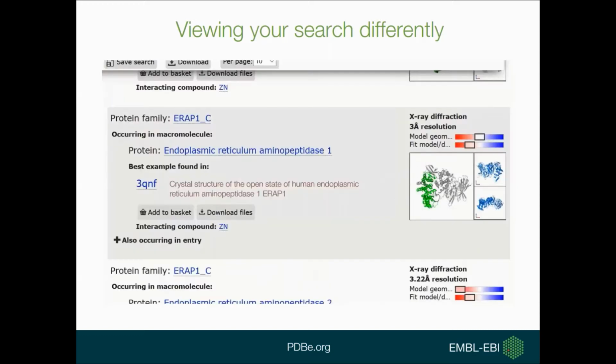The protein families tab separates entries by protein family rather than by entry type, and again gives best example and where it also occurs. You also get an image on the right here of where that protein family domain is within the structure.